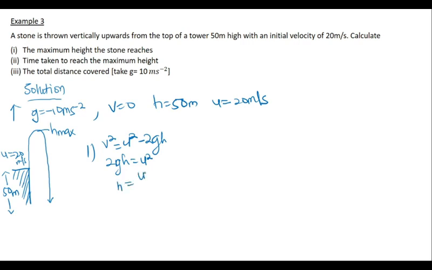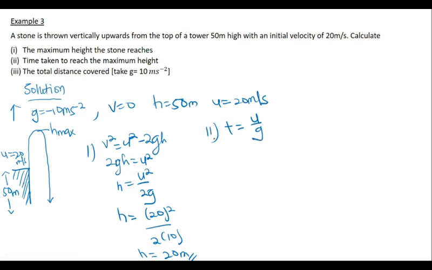So our maximum height H is equal to u squared divided by 2g, which means this is equal to the initial velocity squared, 20 squared, divided by 2 into bracket gravity, which is 10. Okay, so our maximum height over here is equal to 20 meters. All right. Now, time taken to reach the maximum height. The time taken to reach the maximum height is u over g, as I showed earlier.